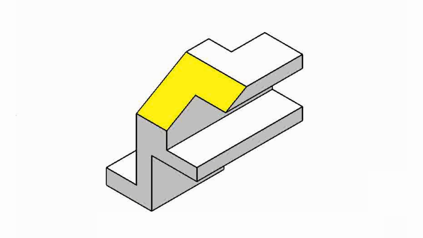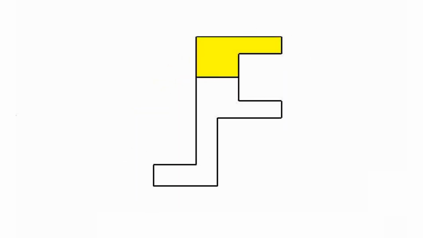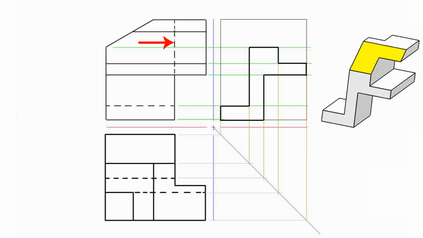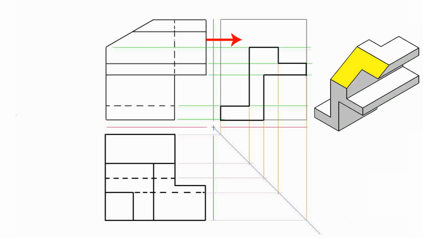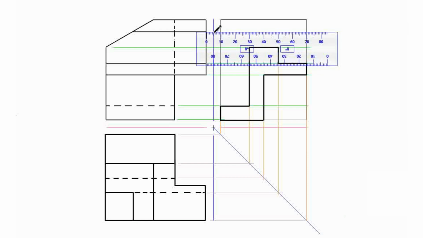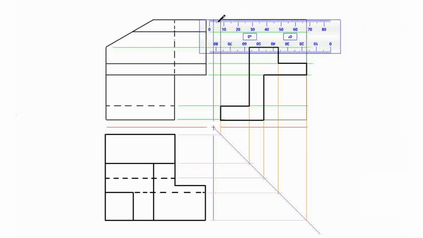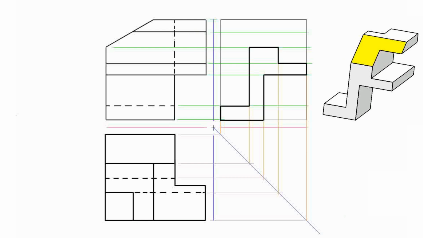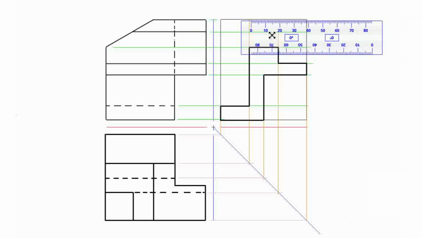Drawing plane T. The last plane is plane T. To draw it, we need a horizontal line from the front view. Since we have already projected all the lines from the top view, we can now proceed with the projection. After projecting, draw plane T on the side view.